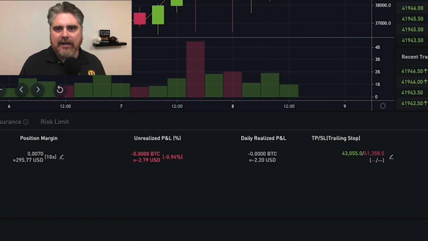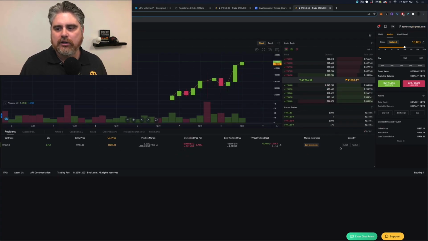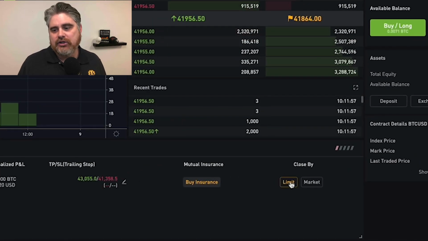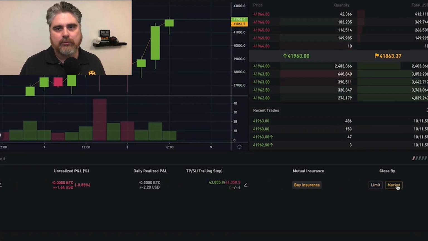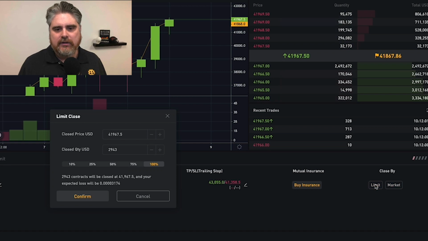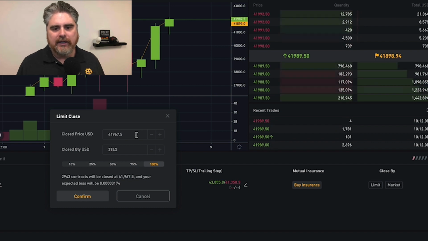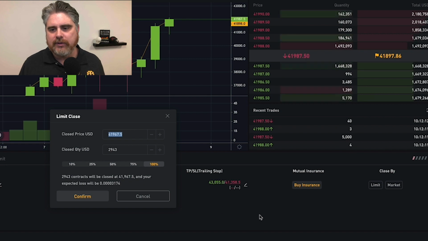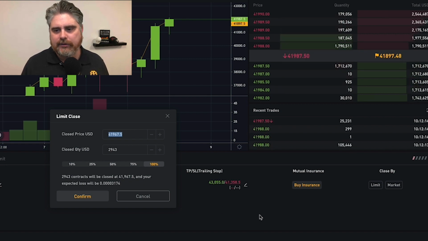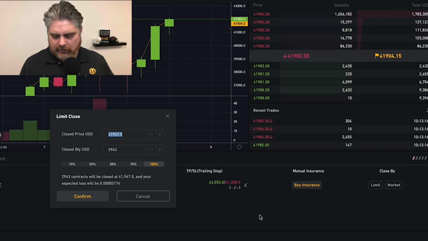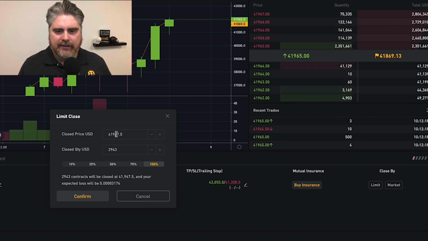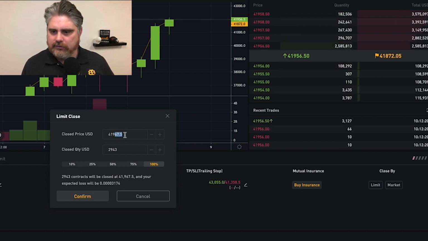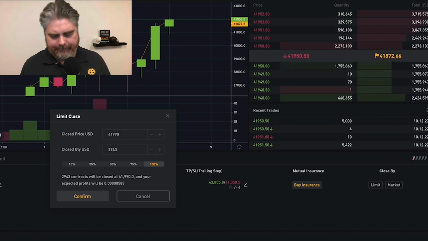And if you want to manually close the trade, you just come over here to close by. And I usually just do limit for the same reason. Market's going to be a lot more expensive. You click limit, and then you figure out where you want to close it at when you're doing it manually. Like this is a long, so I may want to close it a little bit under the current price. Right now it's 41,999 or 988. I might just close it at 41,900 and be done with it.